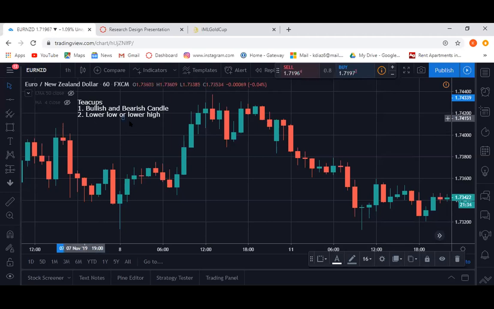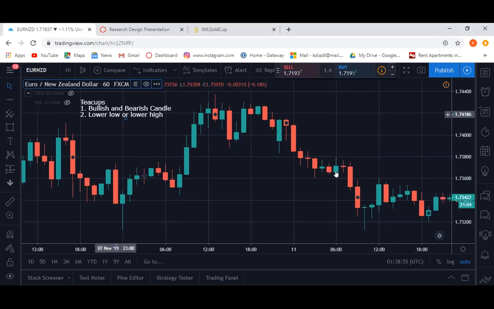So if you're just starting with teacups, that's what I would focus on. Don't worry about the lower high, just focus on the lower low. That way it doesn't get too confusing. So I have my first 2 steps done. Step number 1 is to look for my bullish candle and my bearish candle. And step number 2 was to look for my lower low or another bearish candle. Those are pretty much the major steps in this.